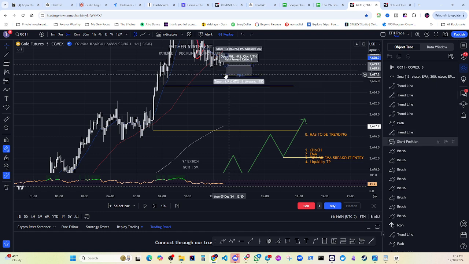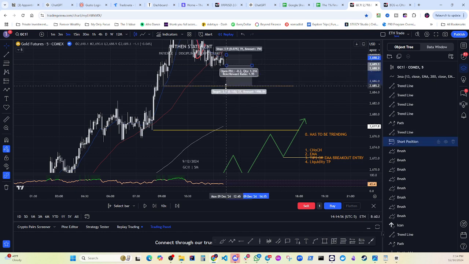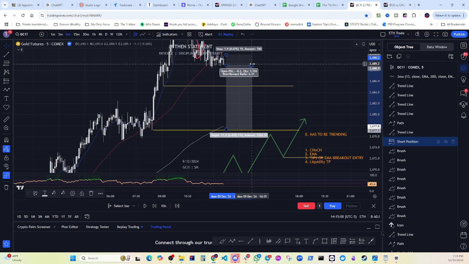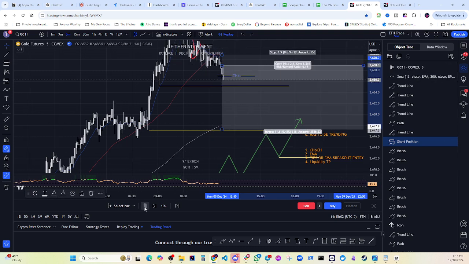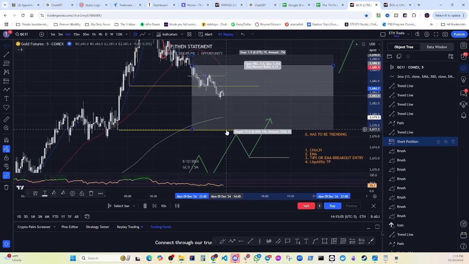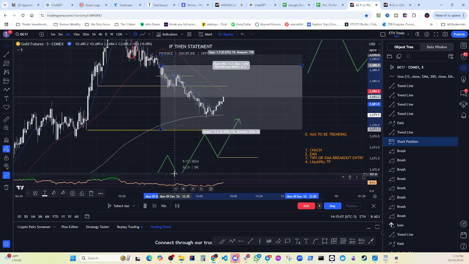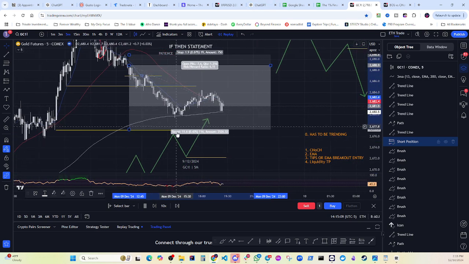So for me, let's see. Let's go for this TP. I have no idea what's gonna happen. I mean, I kind of saw it already. I ain't gonna lie to you, but it could still come up and stop me out. I don't know about that. So TP1 is already smashed.